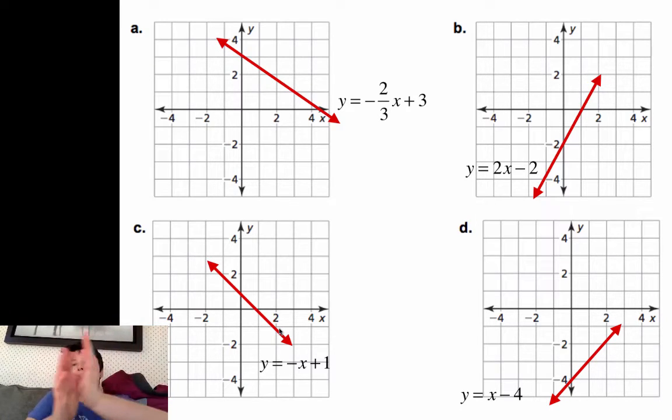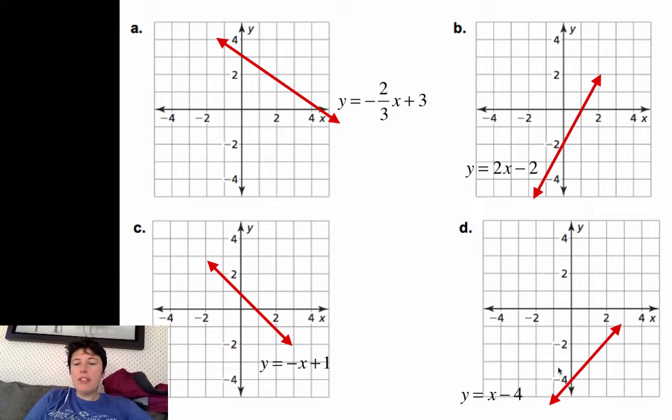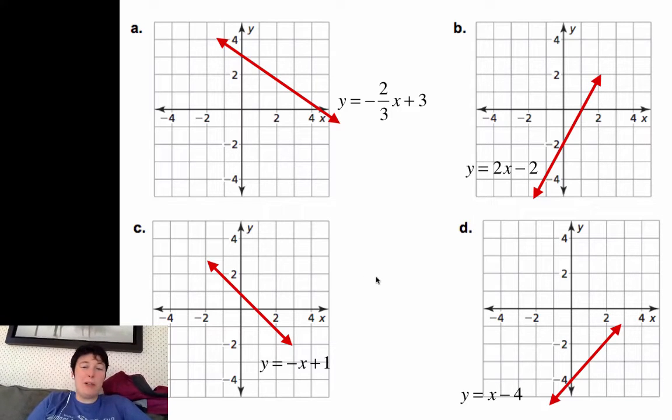Notice I'm always going to the right when I go over, never working backwards. And then for letter D, we start at negative 4 and we have a slope of 1. So we're going up 1 over 1, up 1 over 1. And hopefully your 4 graphs kind of match my 4 graphs. If not, pause the video and try to figure out where that mistake was.